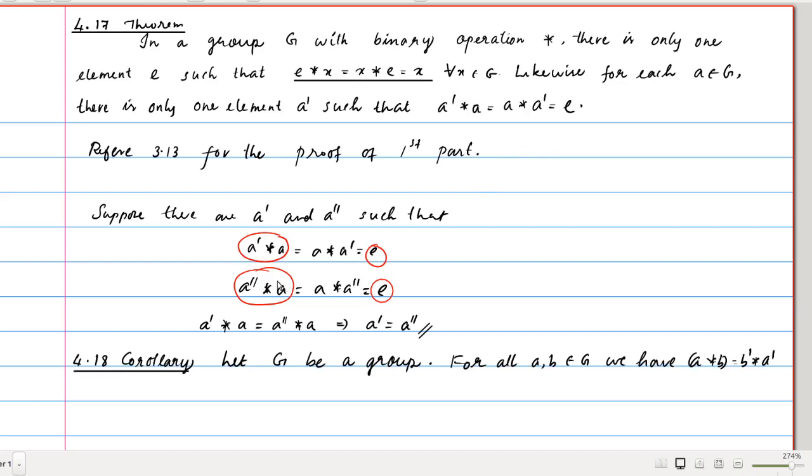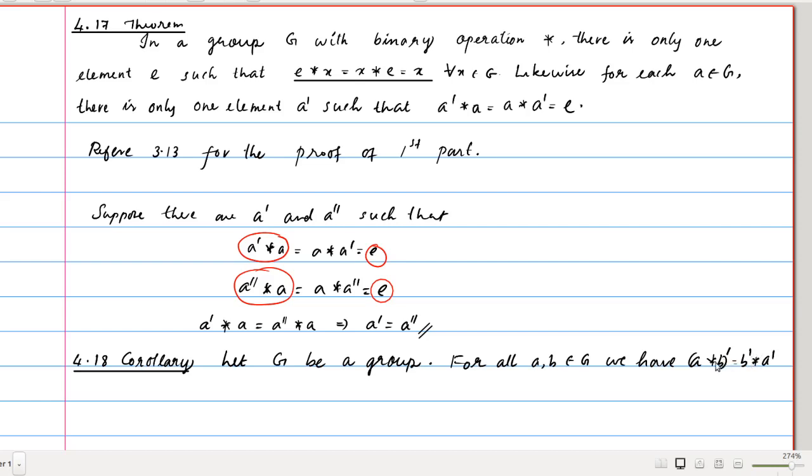As a corollary of 4.17, we can prove this result. 4.18: let G be a group. For all A, B belonging to G, we have the inverse of A star B is equal to B inverse star A inverse. We already proved that if A belongs to G, then the inverse of that element is always unique. Then A star B is an element of group G, and its inverse, denoted by A star B inverse, will be a unique element in group G. We will prove that that element is this one.